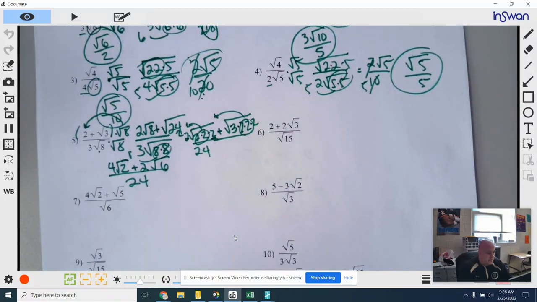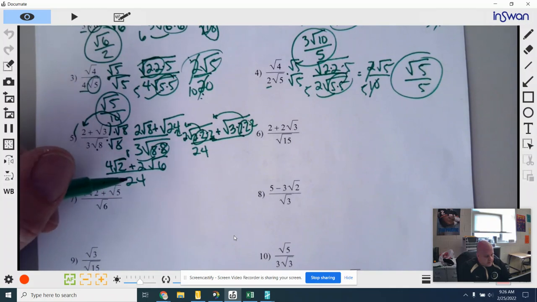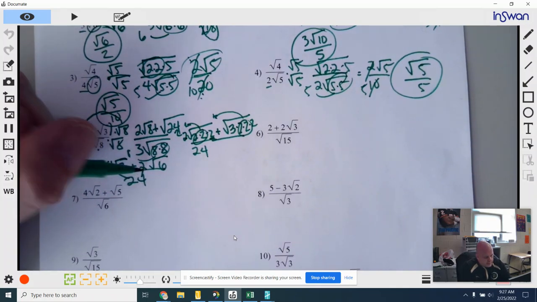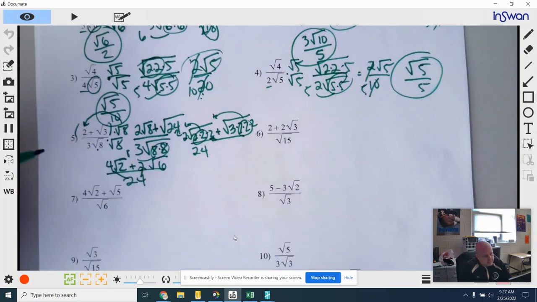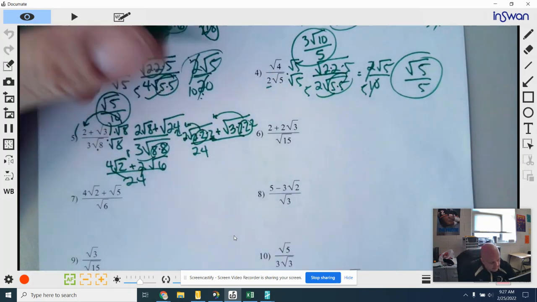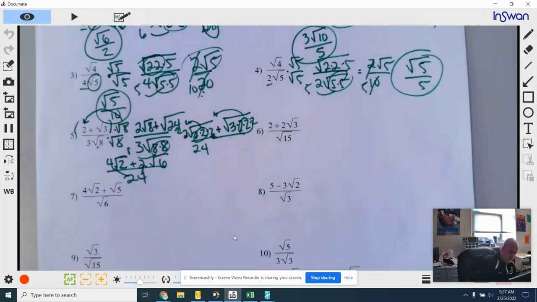This is not reduced because this can reduce with just the whole numbers. Like I'm not really concerned about the radical symbols. Those just kind of stay away. This is the same thing as if I would have said this.